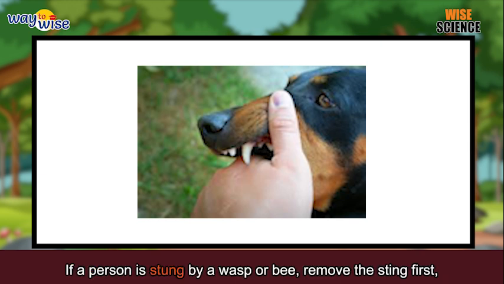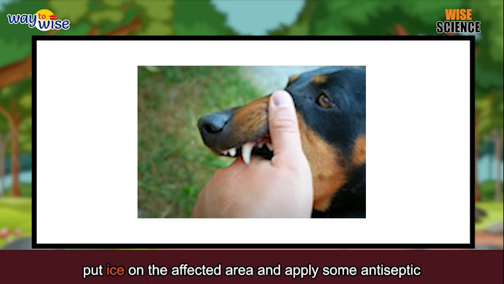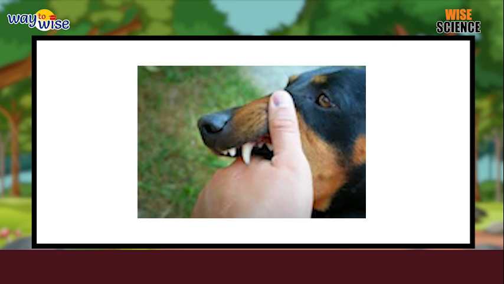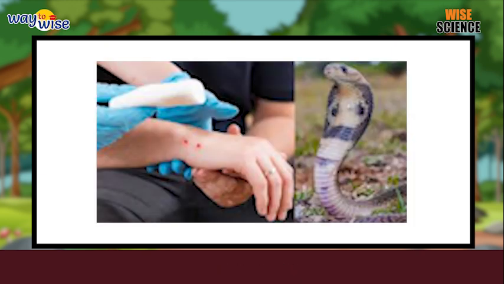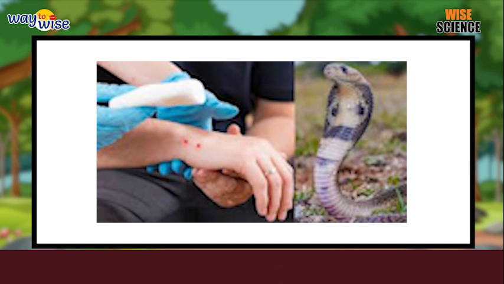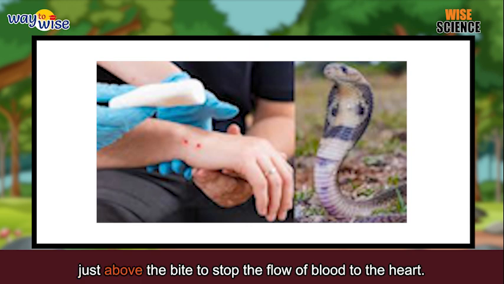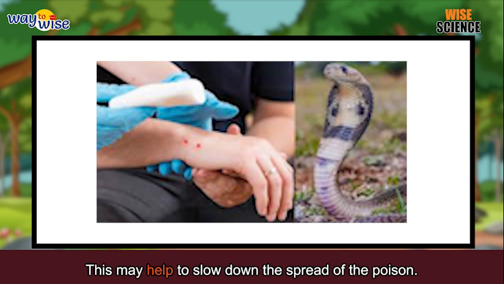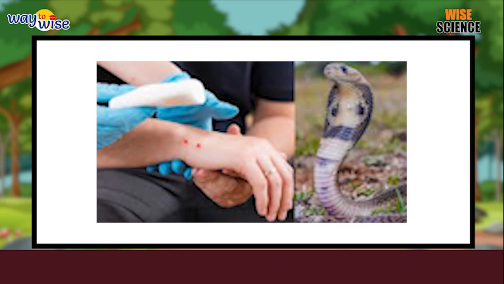If a person is stung by a wasp or bee, remove the sting first. Put ice on the affected area and apply some antiseptic cream. For snake bites. A person bitten by a snake must be rushed immediately to the hospital. If possible, apply a tourniquet just above the bite to stop the flow of blood to the heart. This may help to slow down the spread of the poison.